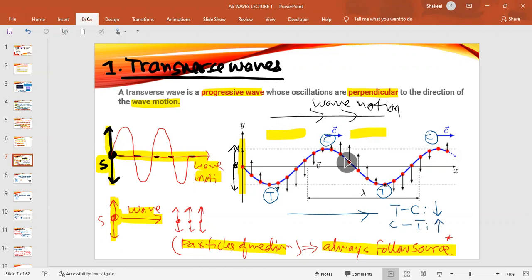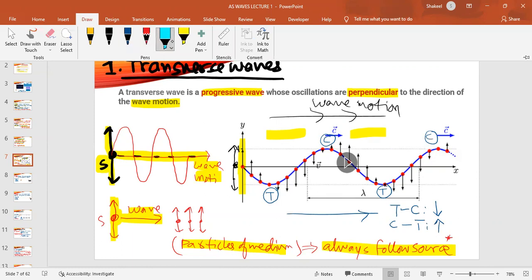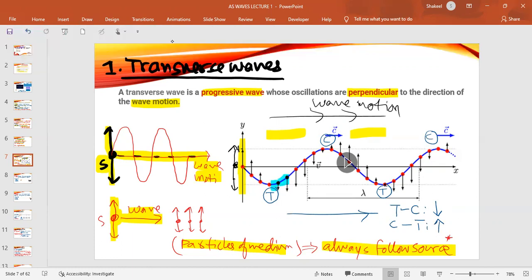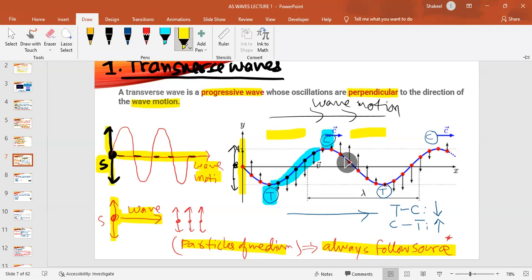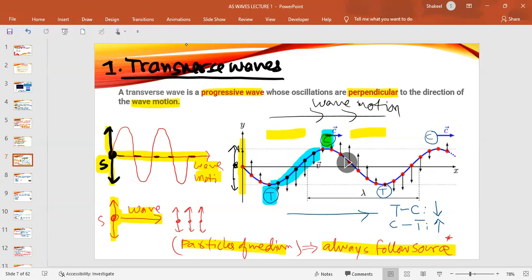So I am going to highlight them with blue. You can see from here that all the particles that I have labeled with blue are between this trough and crest. So they are moving downwards, right? And then the particles between this crest and the next trough, in which direction are they moving? The particles between crest and trough?